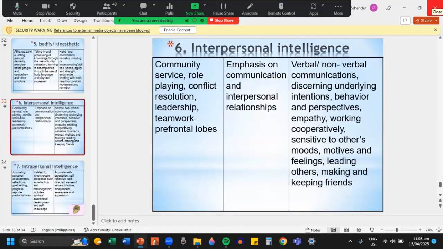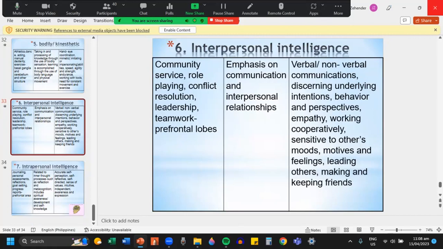Okay, next we have interpersonal intelligence. You can find this in community service, role-playing, conflict resolution, leadership, teamwork. And the active part of the brain is the prefrontal lobes. So here the learner's emphasis is on communication and interpersonal relationships. So they're good at verbal and non-verbal communications. They discern underlying intention. So they're good at reading people.